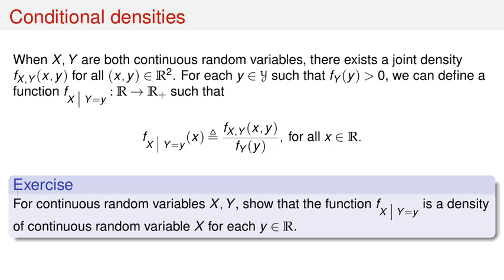And the exercise again: show that this function f_{X|Y=y} is a valid density function in x for each fixed y.